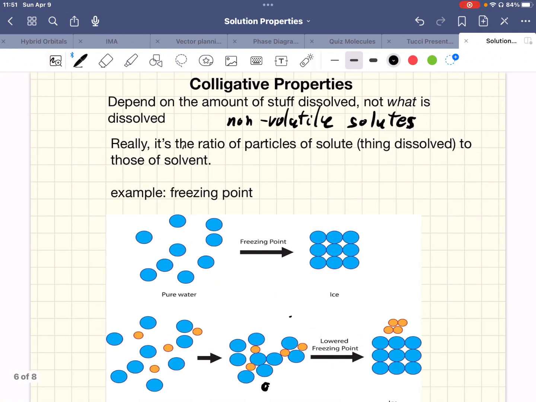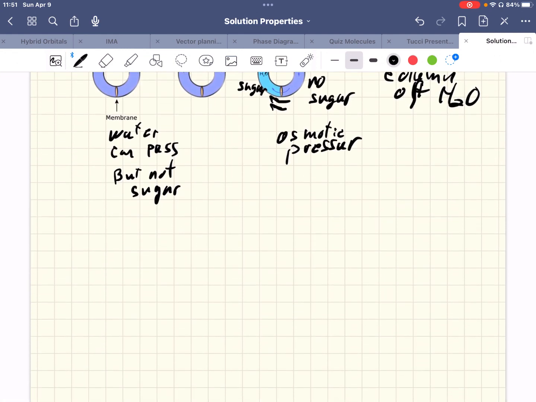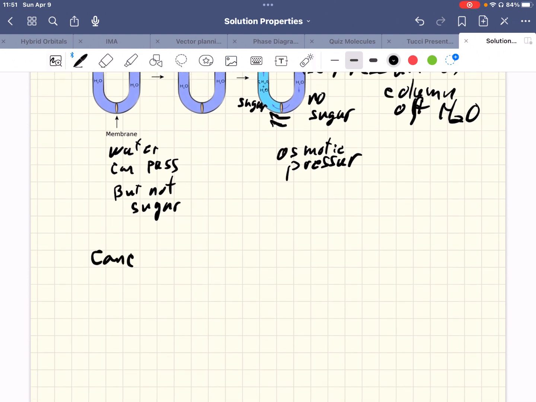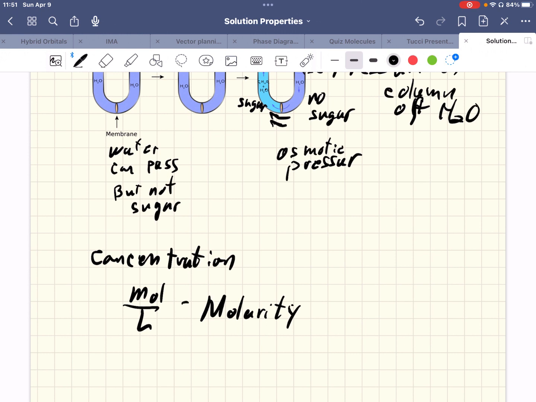However, in order to look at these, we need to think about some other ways of representing concentration. Normally we use moles per liter, or molarity. And that is a really useful unit of concentration if what I'm interested in is, when I add so many liters of solution, how many moles of the solute am I adding? So this is moles of solute over liters of solution.